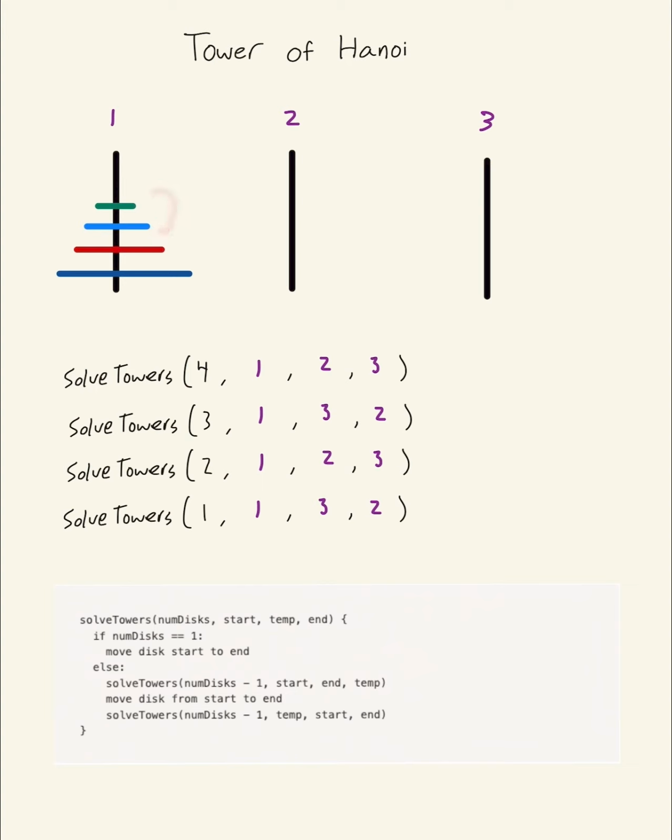We need to move this over to the third pole. And then once that is done, then we can move this one here. So it becomes a new subproblem. When we call solve towers of 3, now we have to call solve towers of 2, right? So this one is calling solve towers of 2, and the goal is to move from whatever the start is.